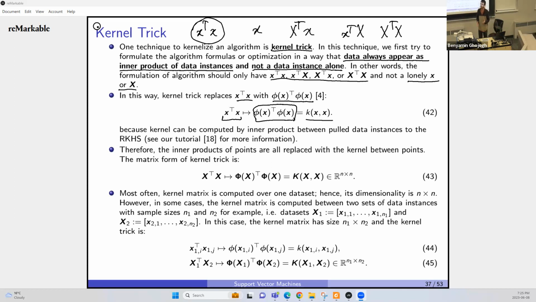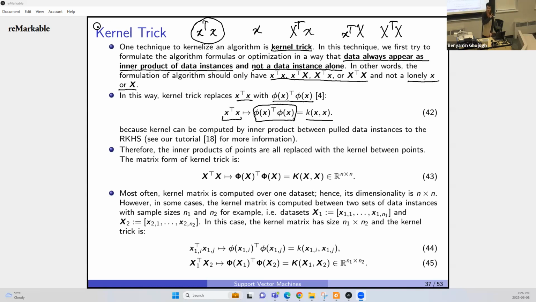Then the kernel trick says, okay, your formulation is saying how similar they are in the input space. Let me see how similar they are in the feature space. This is the idea of the kernel trick. So let's replace their similarity in the input space with their similarity in the feature space. As you see, we usually don't have phi alone.